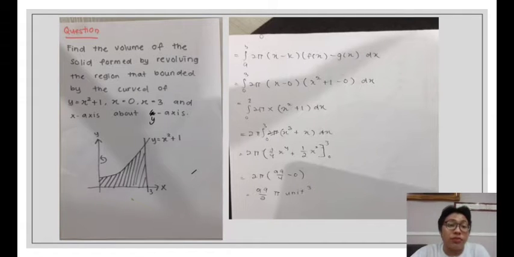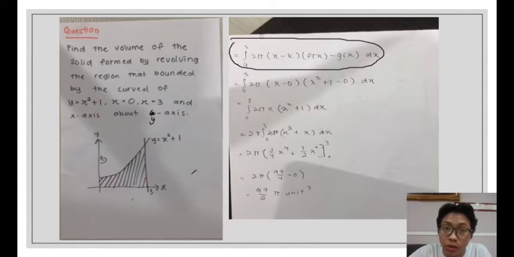Okay, the question is, find the volume of the solid formed by revolving the region bounded by the curve y equal to x squared plus 1, x equal to 0, x equal to 3, and the x axis about the y axis. So we need to use this formula because the k is at the left of the shaded area. So at the y axis, which is case 1.